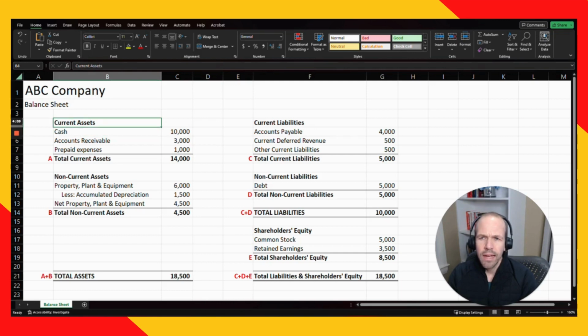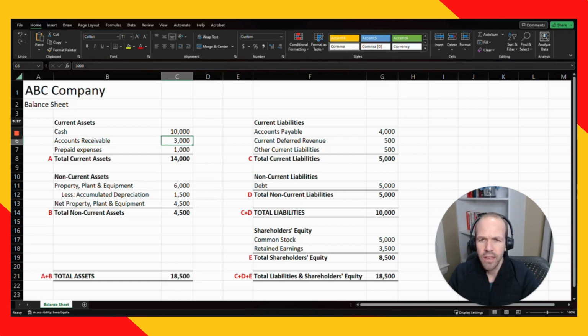Assets are also split into two things: current assets, so assets that are either liquid or expected to be available within 12 months, and non-current assets, which are illiquid or not going to be available within 12 months. Obviously cash is very liquid. You can draw it out of the bank straight away. In this case, we have 10,000 of cash. Accounts receivable is basically money that your customers owe you. So you've sent them an invoice and they haven't paid it yet. You've billed for it, but you haven't got the money yet. That is an asset because at some point that will add to your cash balance.